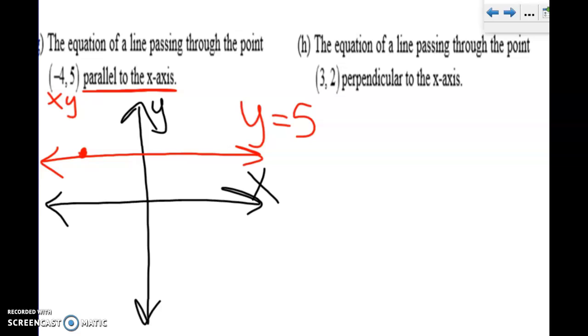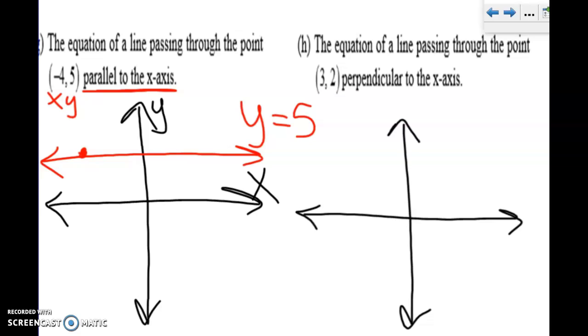Let's try this again. This time, it's an equation of a line that passes through the point (3, 2), but it's perpendicular to the x-axis. So if parallel goes like this, perpendicular goes like this, all right? It makes a T and it crosses. So where is it going to cross? Well, (3, 2) is the point that it goes through, something like that, and it's perpendicular, so it crosses through the x-axis. I wanted to make that a different color, so I will.